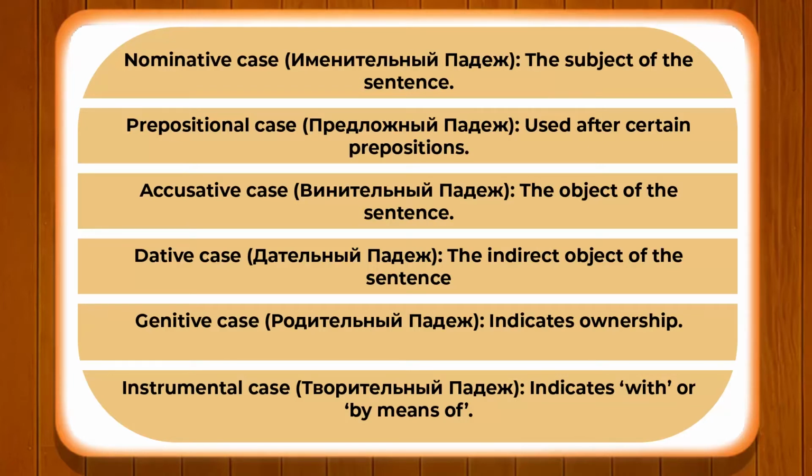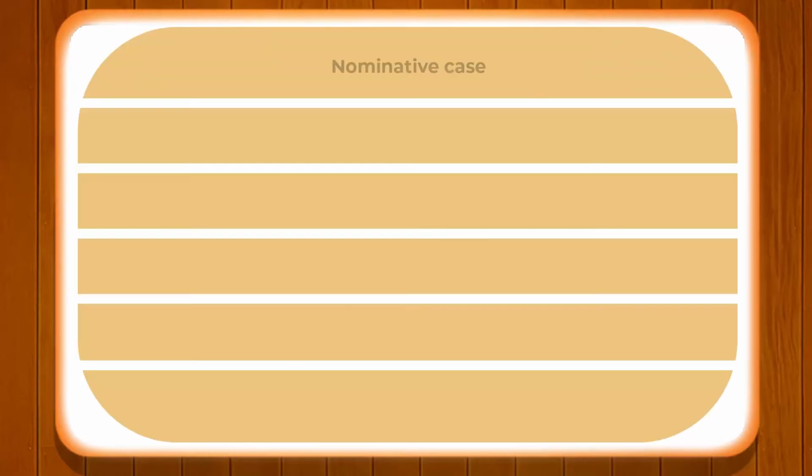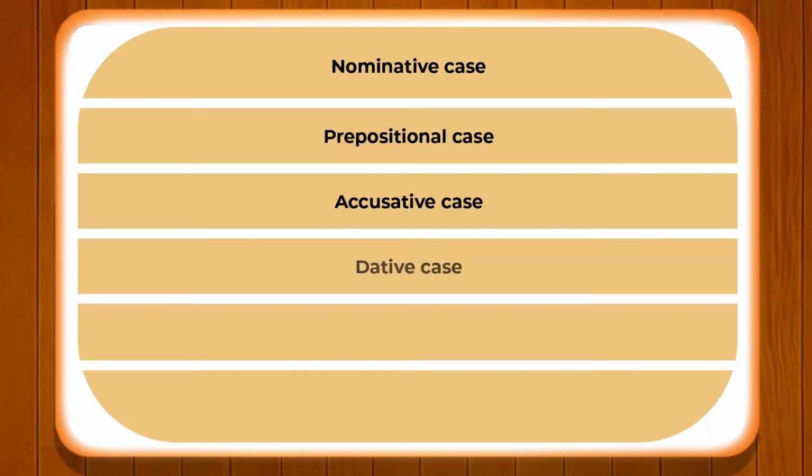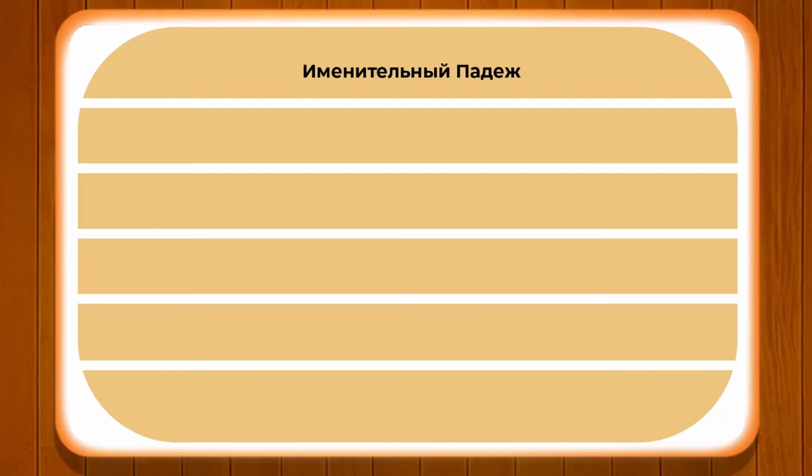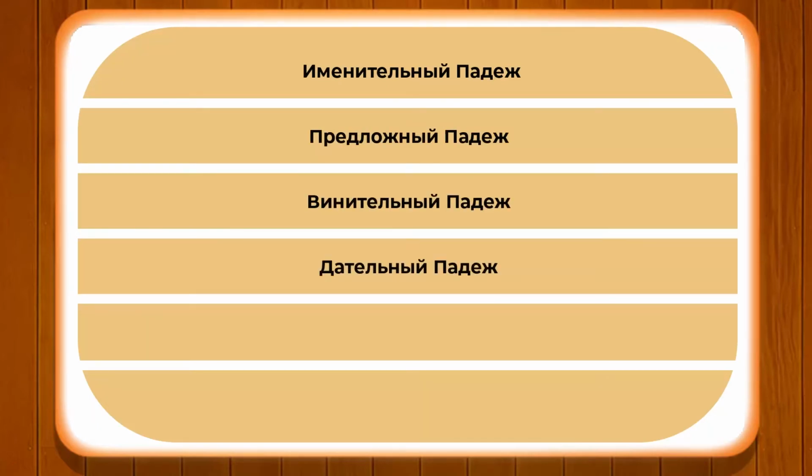So, now let's quickly repeat what these 6 cases are. The first one is the nominative case, then the second one is prepositional, the third one is accusative, the fourth one is dative, then the fifth one is genitive, and the sixth is instrumental. In Russian, they are called iminitelny padyesh, predložny padyesh, vinitelny padyesh, datelny padyesh, radichelny padyesh, and tvarichelny padyesh.